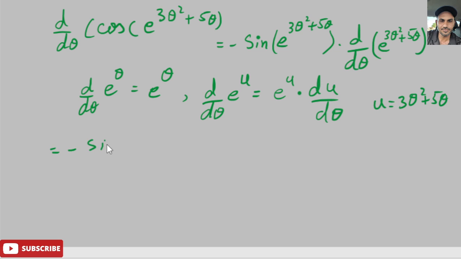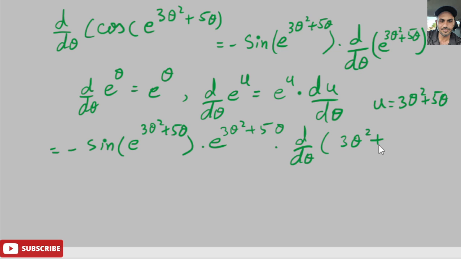negative sine of e to the 3 theta squared plus 5 theta times the derivative of e to the u, which equals e to the u, which is e to the 3 theta squared plus 5 theta, times the derivative of 3 theta squared plus 5 theta. So we applied the chain rule here as well, and we got this. And now we go ahead and simplify it further.